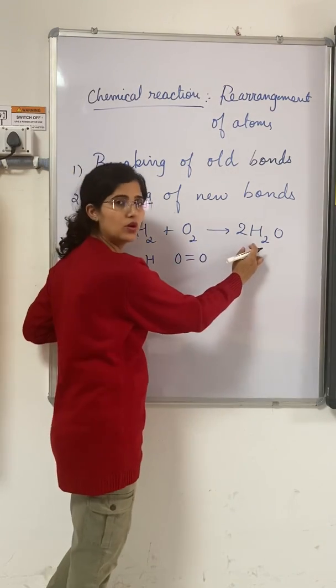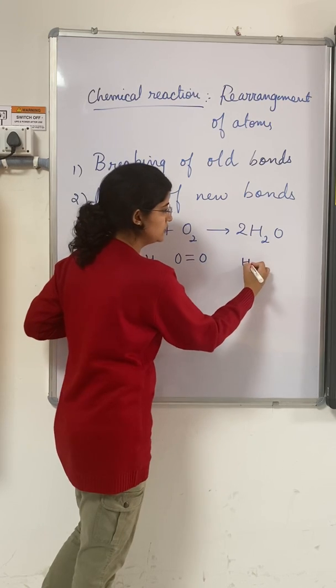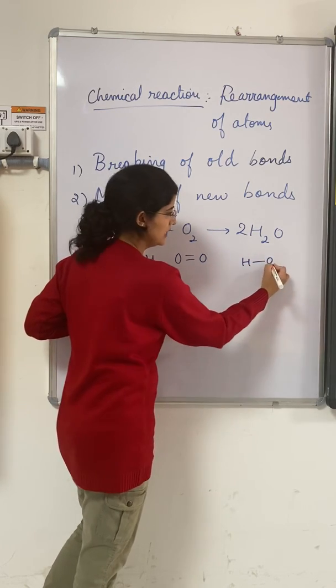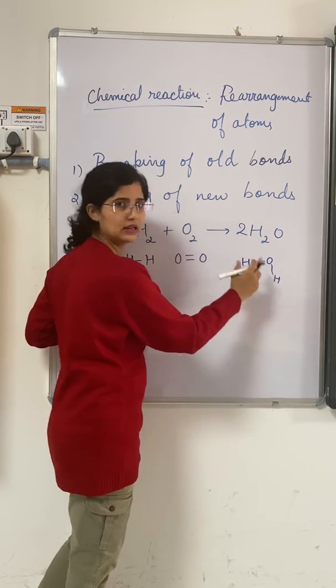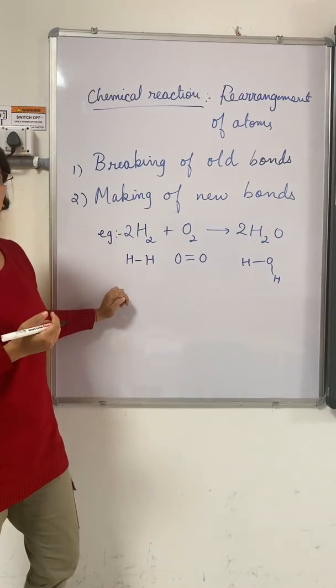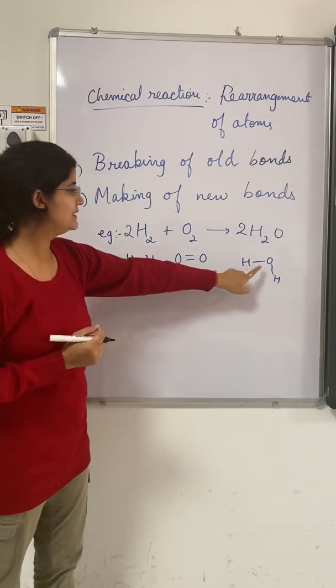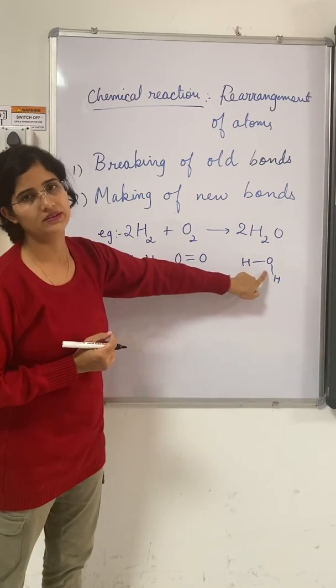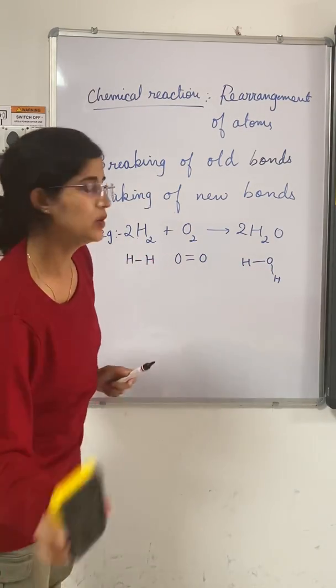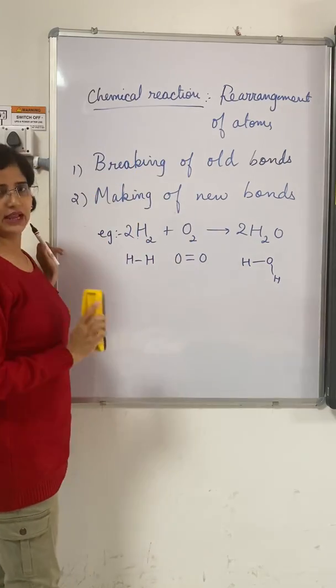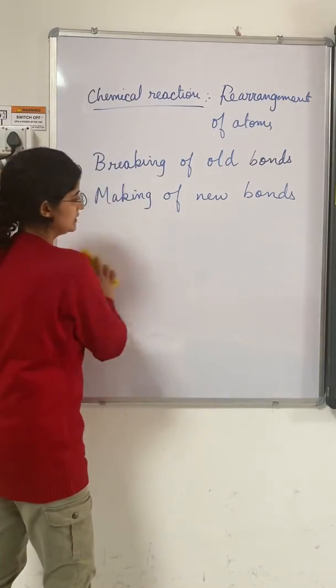But when they form water, when they form a product, hydrogen is bonded with oxygen and the second hydrogen is again bonded with oxygen. Now this is the old bond, and these are the new bonds. Okay, I hope you all are getting it. Now see what happens in a chemical reaction.